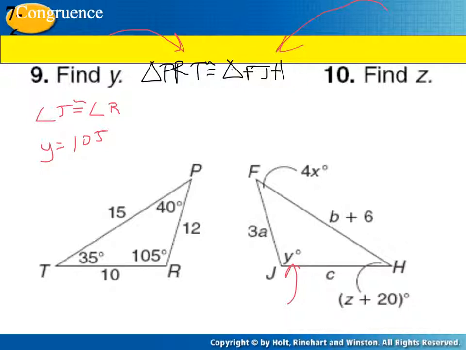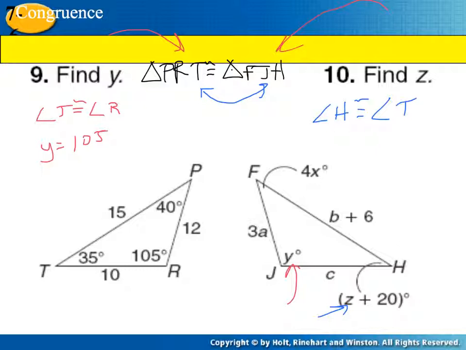Okay, my next one, I have find Z. Z is right here. Found it. Now that's dealing with angle H. That is set equal to, according to my congruent statement. You probably are sick of me saying that. I don't care. I always go back into my congruent statement. According to my congruent statement, it is congruent to angle T. Angle H and angle T. Why? They're in the same order here.